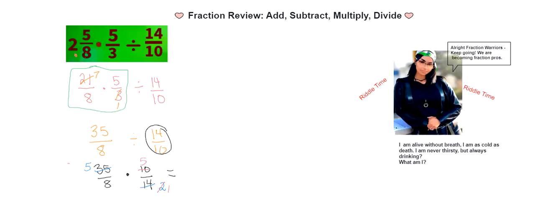Can I reduce the two 5s up here? No, because they're both on the top. When you reduce, it has to be one from the top and one from the bottom. So all I can do now is multiply across. 5 times 5 is 25. 8 times 1 is 8. And how many 8s fit into 25? 3. That makes 24. And there's 1 left over.